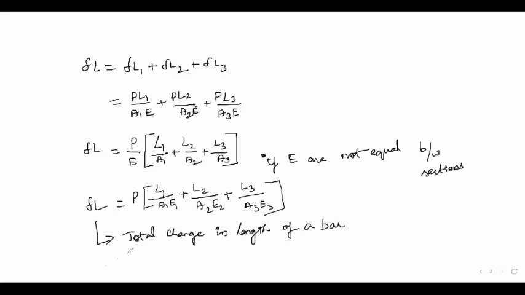So if you have equal value of E for these sections, then equation 1 will be utilized to find out the total change in length. If you have different values of E for each section, then you can prefer equation 2 in order to find out the total change in length of the bar.